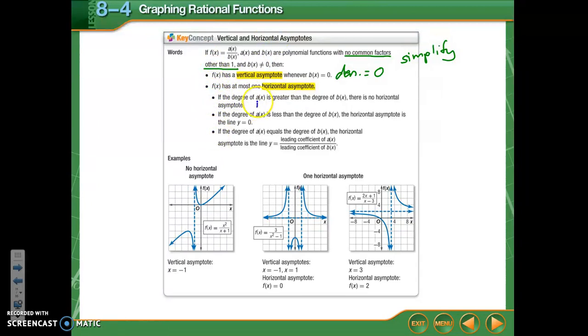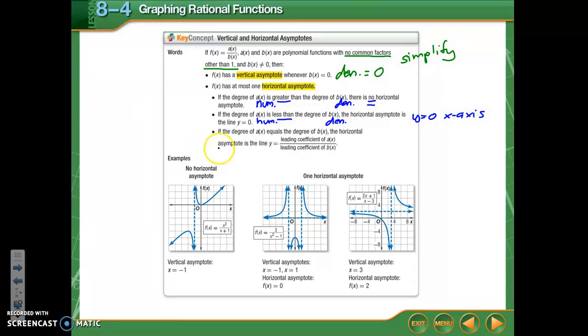It can have one horizontal asymptote, and there are 3 rules for how to figure that out. If the degree of a of x, the numerator, is greater than the degree of the denominator, we have no horizontal asymptote. If the degree of the numerator is less than the degree of the denominator, then y equals 0, which is the x-axis, is my horizontal asymptote. And if the degrees are equal in the numerator and the denominator, we just take the leading coefficients of the numerator and denominator, and those make my horizontal asymptote.